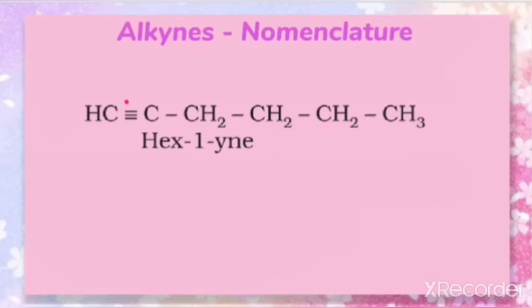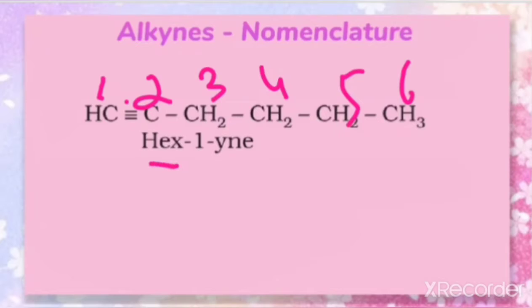The triple bond is given between the first and second carbon. So here we have to give importance to the triple bond, because there is no functional group and no other substituents. So we have to start the counting from this carbon. 1, 2, 3, 4, 5, 6. So 6 carbon atoms are in the main chain. Therefore we use the word root hex.